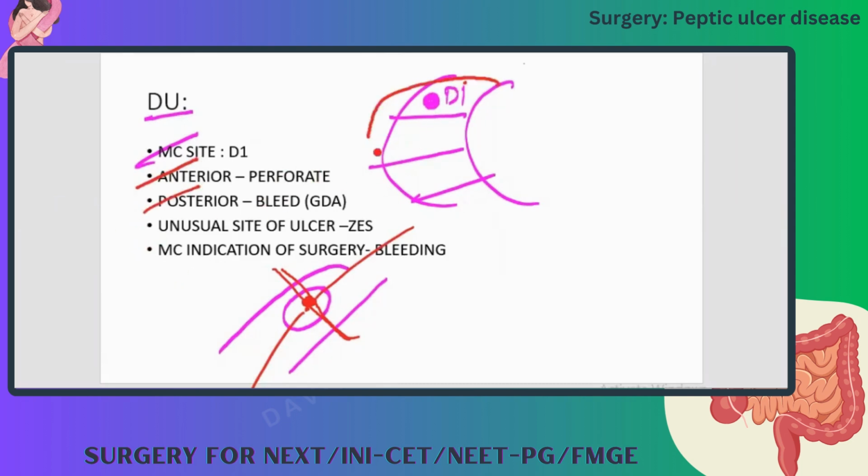For an unusual site of ulcer, most of the time it is in D1, D2. If they are seen in unusual locations, then you have to suspect other syndromes like Zollinger-Ellison syndrome, which we'll talk about tomorrow in pancreas. Indication for surgery: if the patient is bleeding a lot, we have to do surgery. Otherwise, you can manage conservatively with proton pump inhibitors.